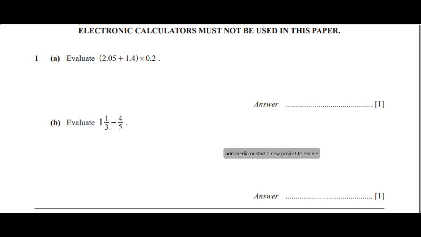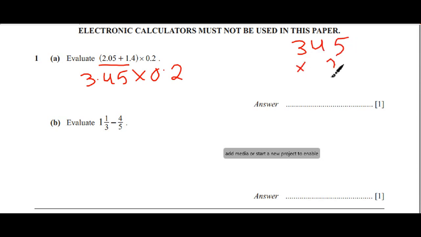Question number 1, part A, evaluate this expression. So first we solve the bracket part, which gives us 3.45 times 0.2. For multiplication, simply first ignore the decimals. 345 times 2 is 690.